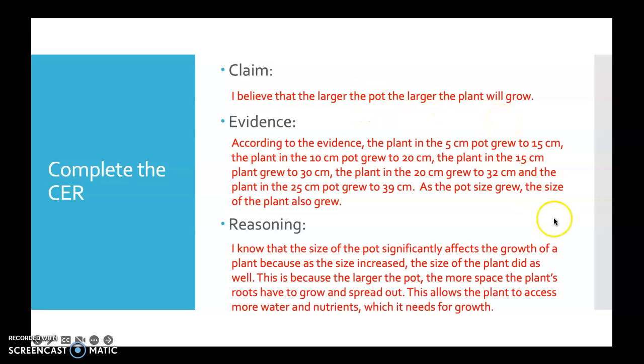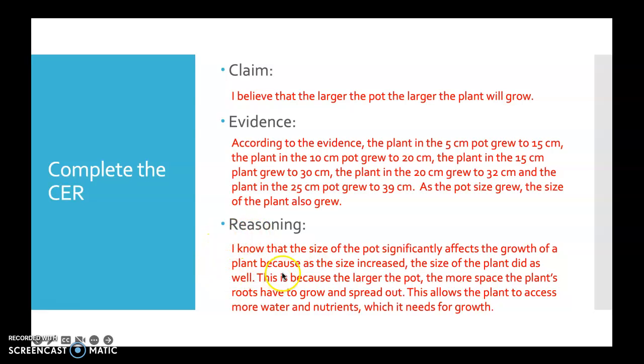So finally, that gets me to my reasoning. I know that the size of the pot significantly affects the growth of a plant because as the size increased, the size of the plant did as well. This is because the larger the pot, the more space the plant's roots have to grow and spread out. This allows the plant to access more water and nutrients which it needs for growth.